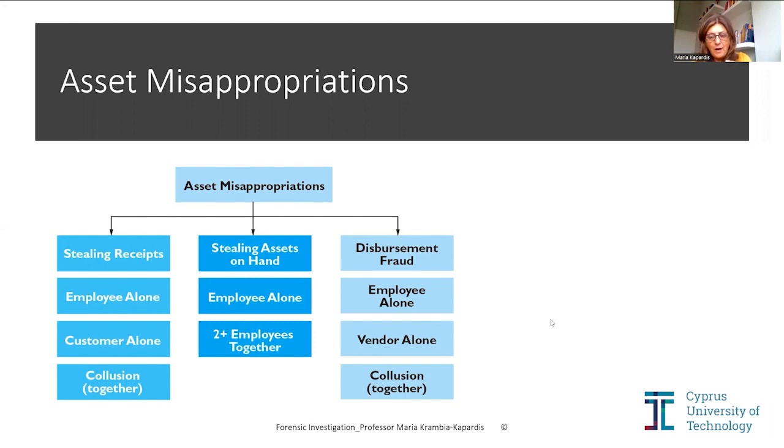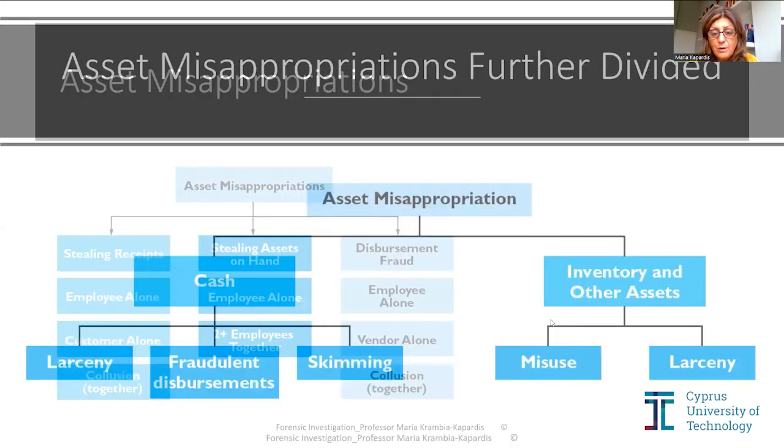I should mention, however, once two people know the fraud, it is easier to find out. Okay, it's like keeping a secret. A secret is good enough, and it can be kept a secret if only one person knows it. Once it is two people knowing it, it is likely to come out. Asset misappropriation can also be stealing of assets on hand or disbursement fraud of vendor alone or in collusion.